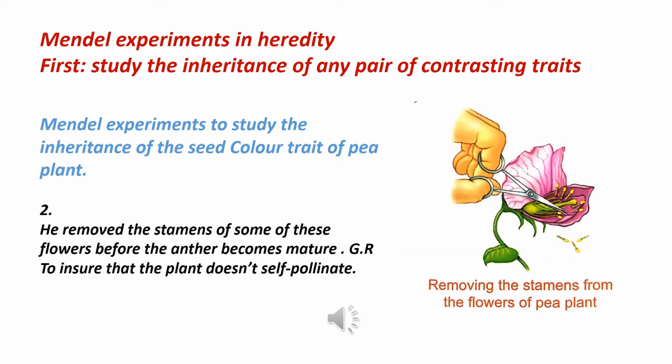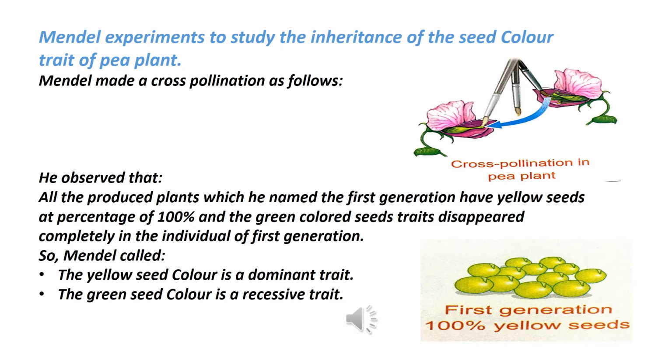Mendel planted the pure yellow and pure green seeds, and when they produced plants carrying flowers, he removed the stamens of these flowers to ensure that the plant doesn't self-pollinate. Mendel made cross-pollination by transferring the pollen grains from the anther of the flower of the plant that produced green seeds to the stigmas of the flowers of the plant that had its stamens removed and produced yellow seeds.